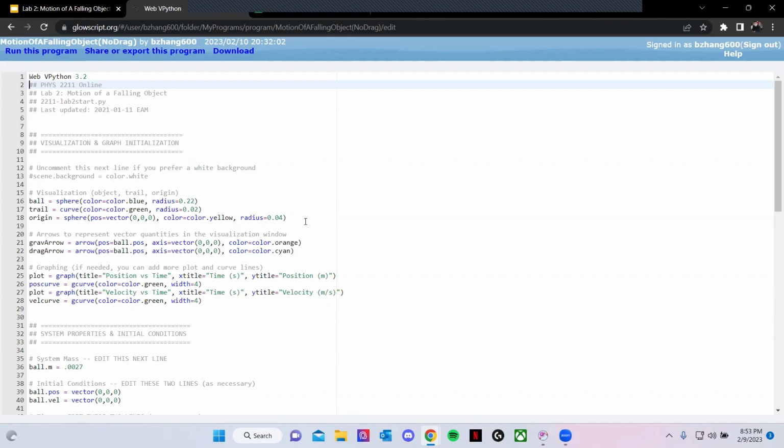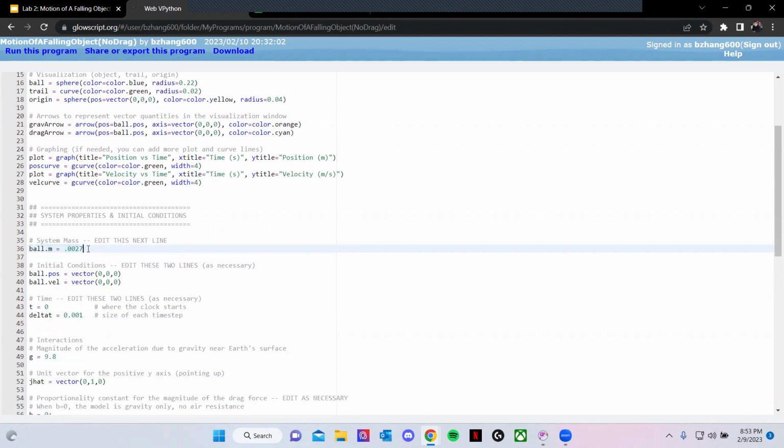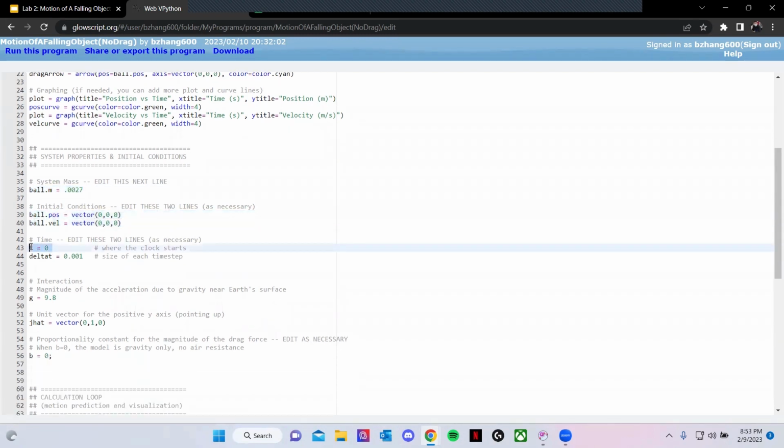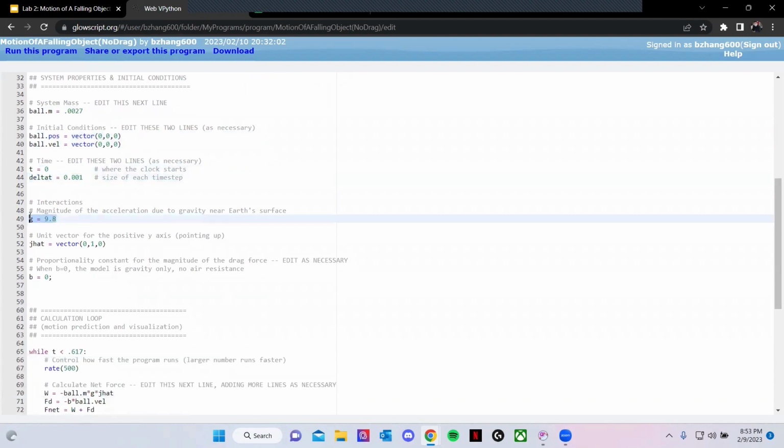Knowing Newton's second law, the object's position can be predicted via closed script, with and without drag. Here, we see our model without drag. First, we set our object's mass to be 27 grams, and we set our initial position and velocity vectors to be 0. Our time starts at 0, and the change in time is 1/1000th of a second. The magnitude of gravity is 9.8 meters per second. J hat represents the direction of the gravity, which is in the y direction.